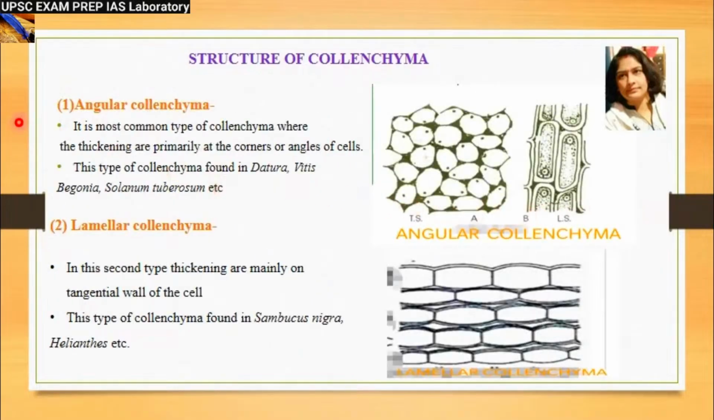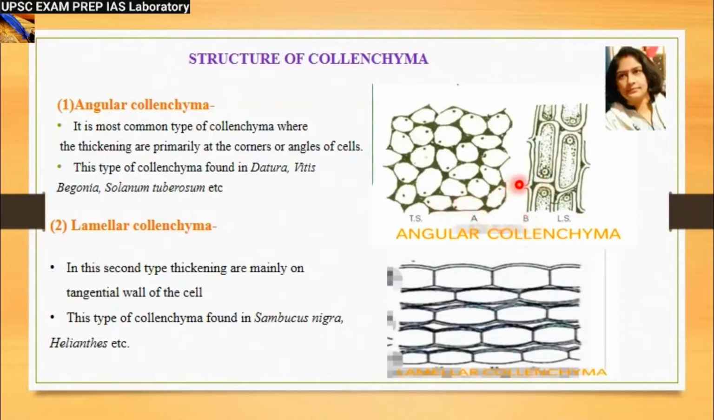The first one is angular collenchyma. It is the most common type of collenchyma where the thickenings are primarily at the corners or angles of the cell. In the figure, A is the transverse section of stem of Solanum tuberosum, and figure B is the longitudinal section of stem of Solanum tuberosum.